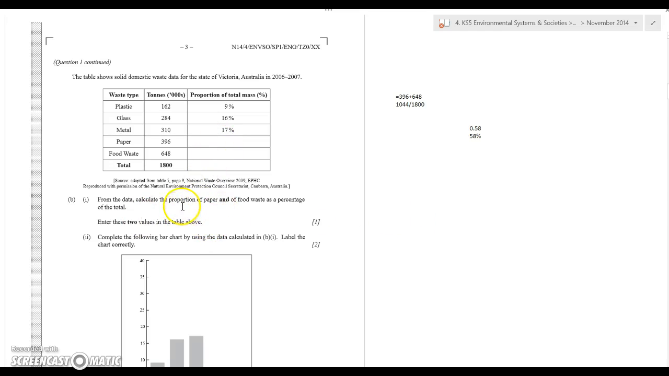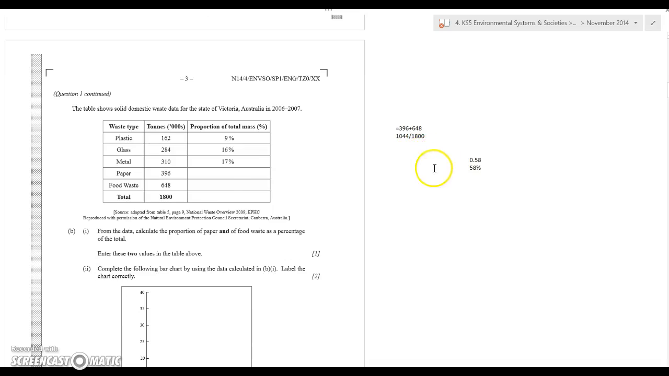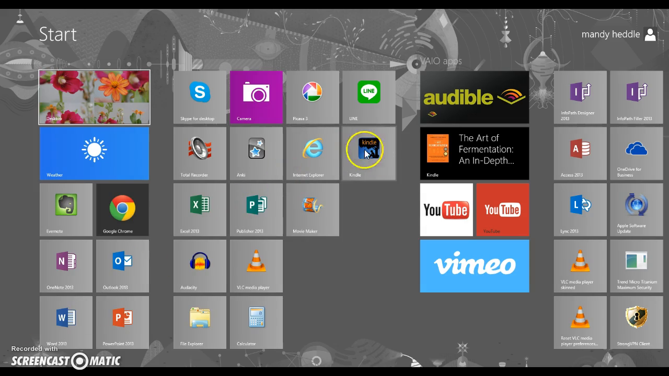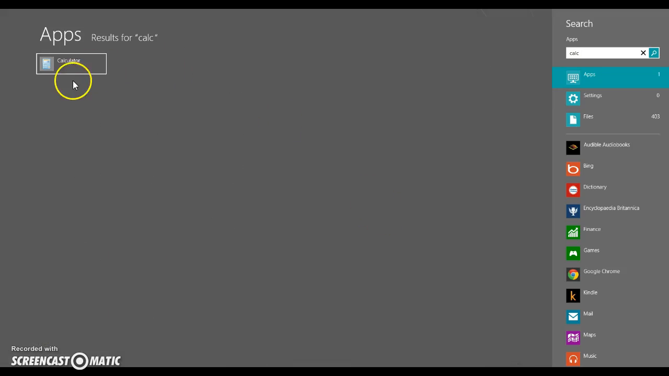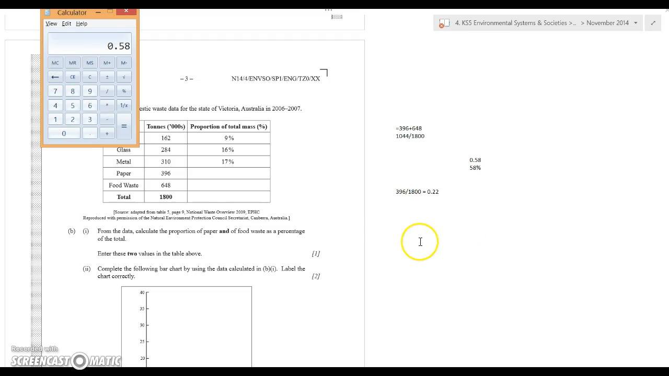Okay, just so you know, I'm doing this actually live. When it said 'and', I thought they were combining. It's not until I finished reading this part that I realized they want me to do them separately. So that's why I should read the question completely. Okay, so now I'm going to do it again. It's 396 out of 1800 to do the paper. So going back to my calculator, 396 divided by 1800, 22%.